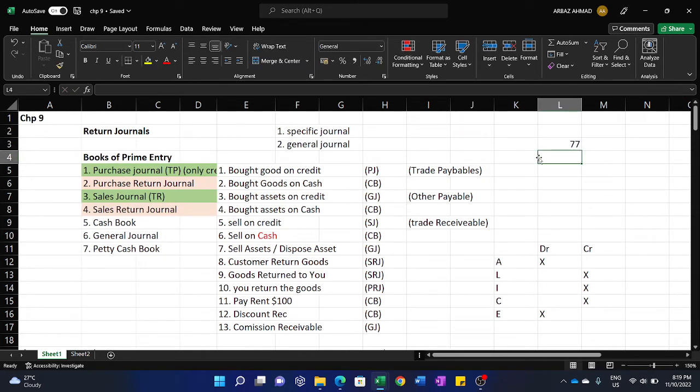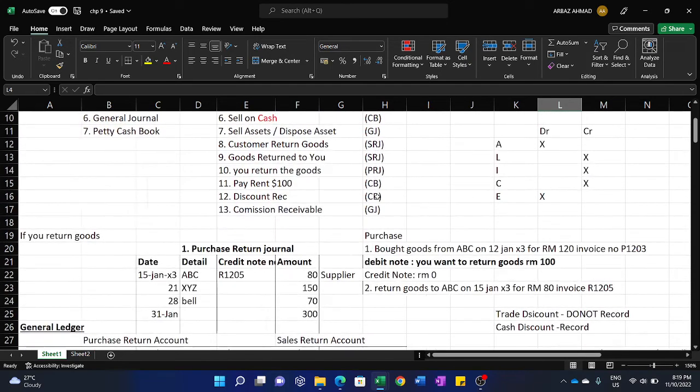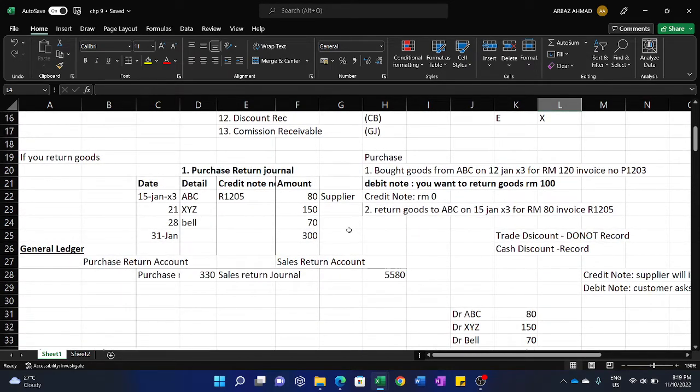Here we have the purchase return journal definition. It says goods sent back by a business to the supplier. So that means you are returning the goods. And the sales return journal means the customer is returning the goods to you. Sales return is the customer returning you the goods. Purchase return, you are returning the goods.